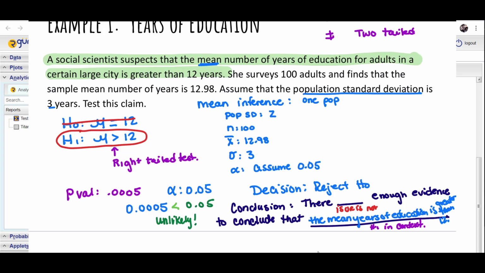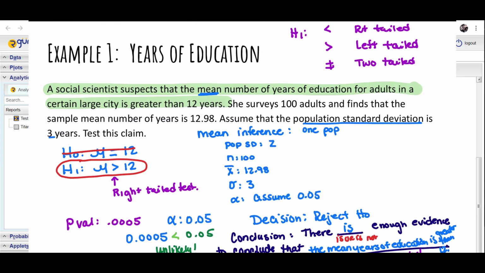So I'm not finished because I never did fill in this top here. So again, if we're rejecting the null, we're saying that most likely it's not 12, then most likely it's greater than 12. So that means there is enough evidence. So when you reject the null, there's enough evidence to conclude H1, and when you fail to reject the null, there's not enough evidence to conclude H1.